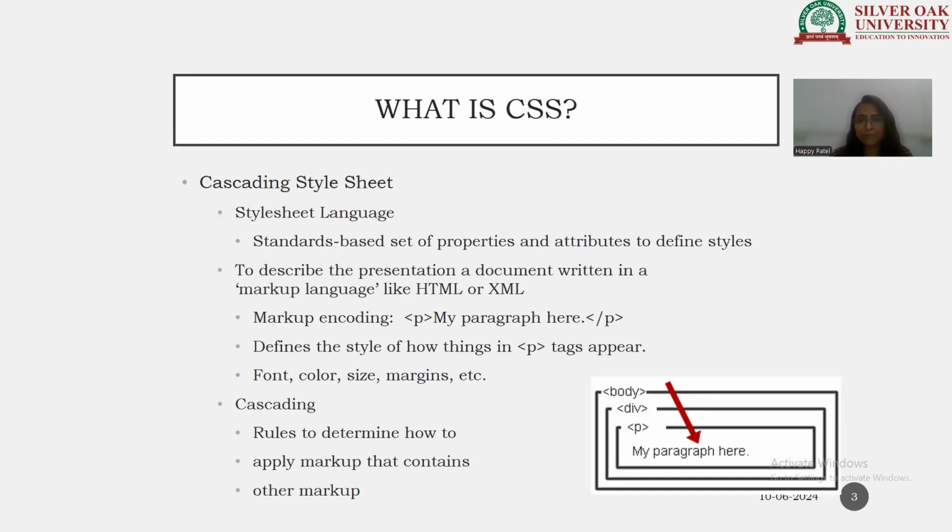What is CSS? Basically, CSS is the full form merged from two different parts, that is cascading and style sheet. What is a style sheet? Basically, a style sheet is a language standard based set of properties and attributes to define your style and to describe the presentation of a document written in any markup language like HTML or XML.